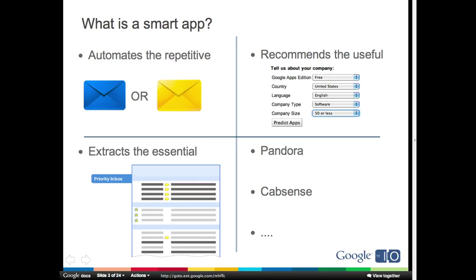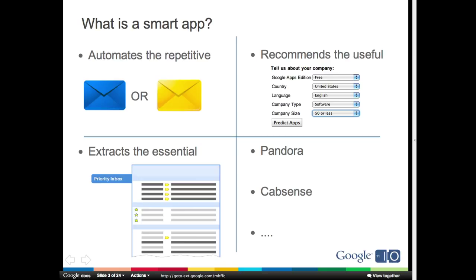So now moving on to things that extract the essential. A great example of this is Gmail's priority inbox. It takes the patterns that you have shown by looking at messages over time and then applies those patterns to incoming messages so that you can see the most important ones right at the top. Now, things that recommend the useful.